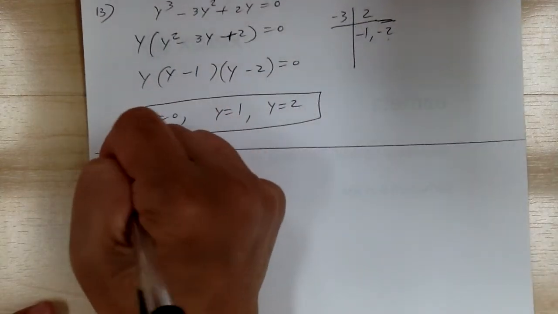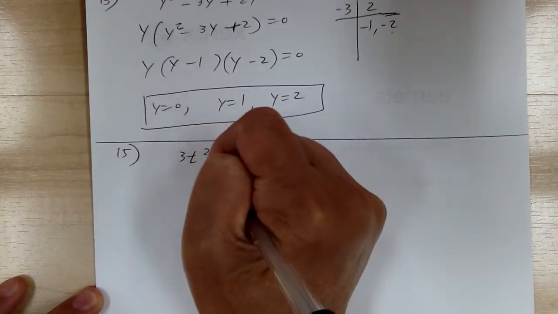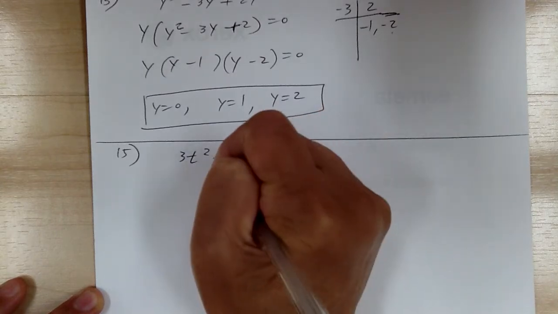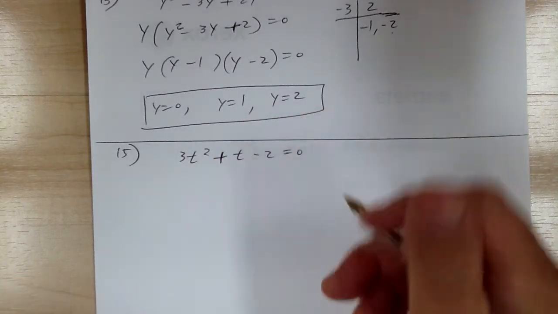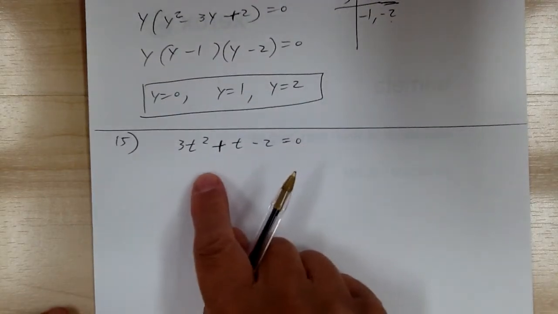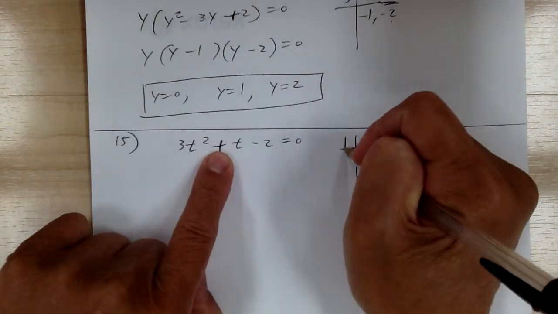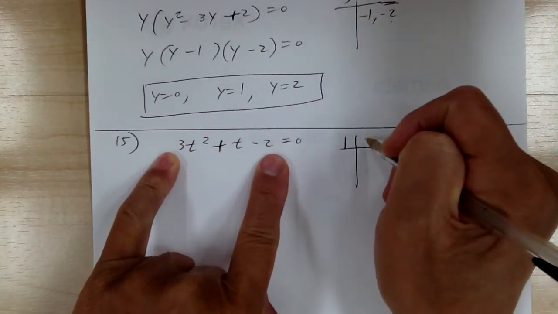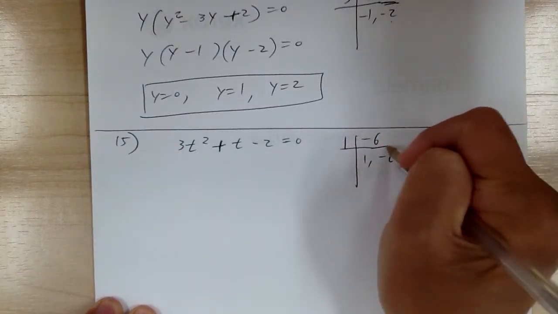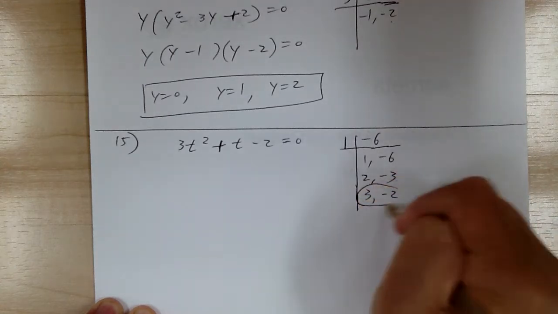Okay, let's go to number 15. You have 3t squared plus t minus 2 equal to 0. So you can go through your steps. Make sure this equals 0 before you factor. And in step 1, step 2, step 3, step 4. So this is master product. So it would be 1. Your master product would be negative 6. Okay, so you're going to get 1 comma negative 6, 2 comma negative 3, 3 comma negative 2. And that's the one.